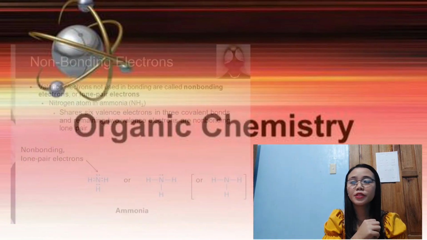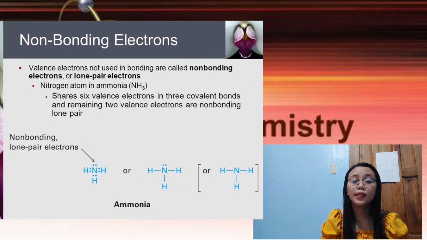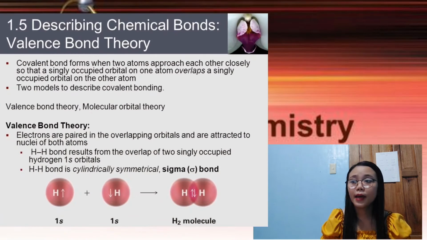And now let's proceed to non-bonding electrons. Valence electrons not used in bonding are called non-bonding electrons or lone pair electrons. The nitrogen atom in ammonia, NH3, shares 6 valence electrons in 3 covalent bonds, and the remaining 2 valence electrons are a non-bonding lone pair. Describing chemical bonds: valence bond theory.